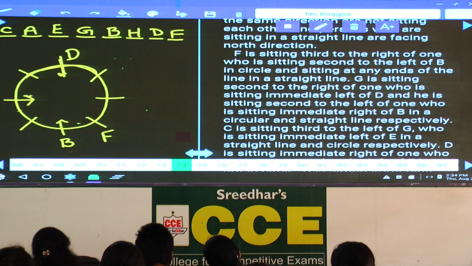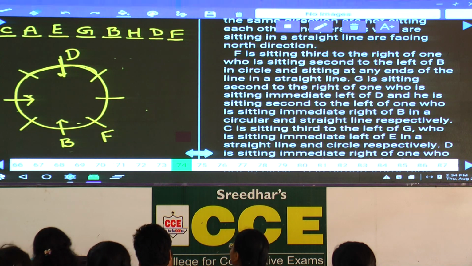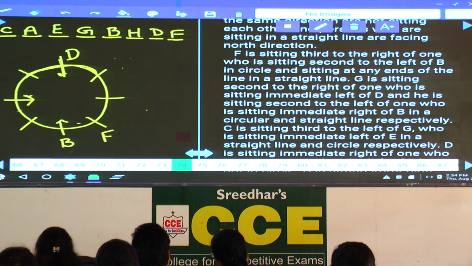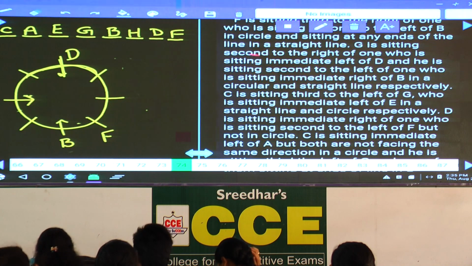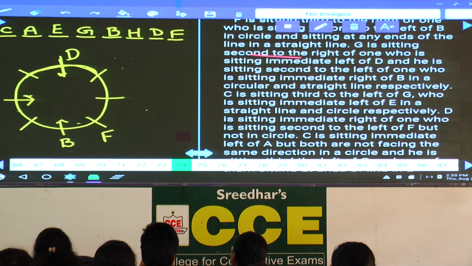B is second to the left-hand side, but whereas B is facing the center, the second to the left of B is facing the center or away from the center is not known. Then to the left of B in a circle and sitting at one of the ends. And next one, G is sitting second to the right of the one who is sitting to the immediate left of D, and he is sitting second to the left of the one who is sitting immediately left of B in a circle.